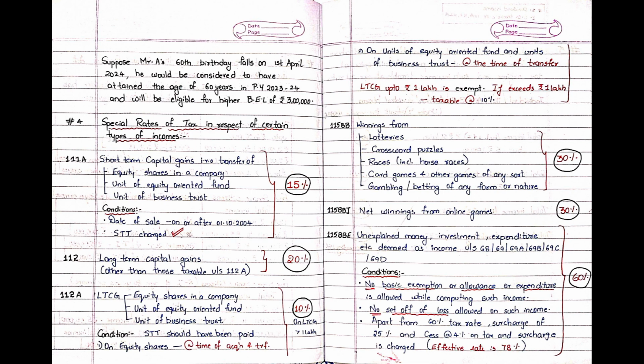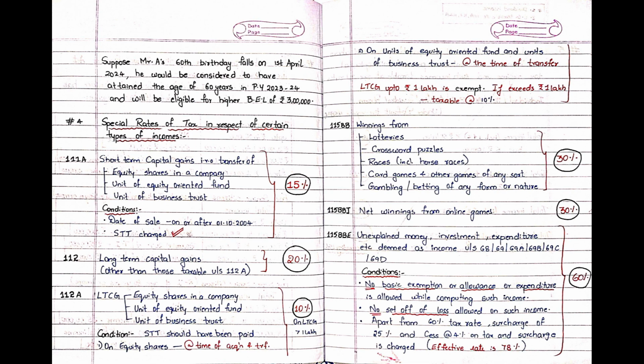Apart from 60% tax rate, a surcharge of 25% and a cess at the rate of 4% on tax and surcharge is charged. That is, on the amount of unexplained money or investment or expenditure, the tax is levied at 60%. On such amount, again we add surcharge at the rate of 25%. After adding surcharge, we arrive at the amount on which cess at the rate of 4% is charged. The effective rate would be 78%. So guys, these are the special rates of taxes which are levied in respect of certain types of incomes.